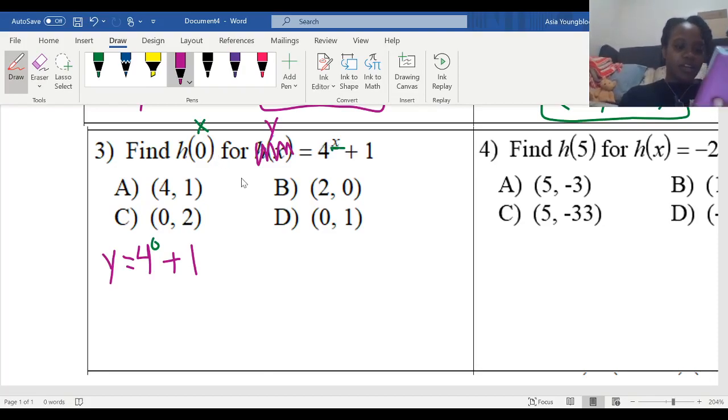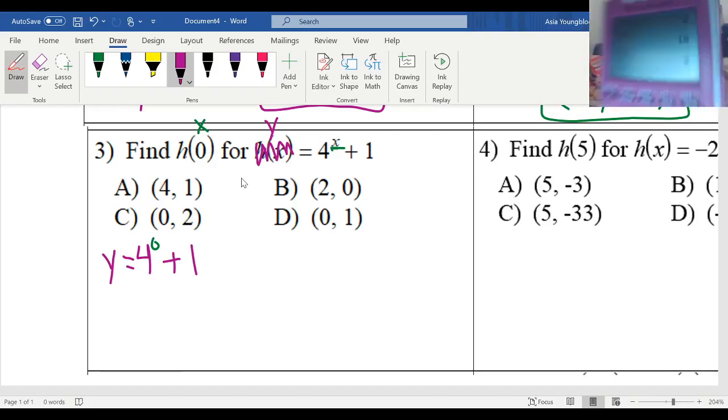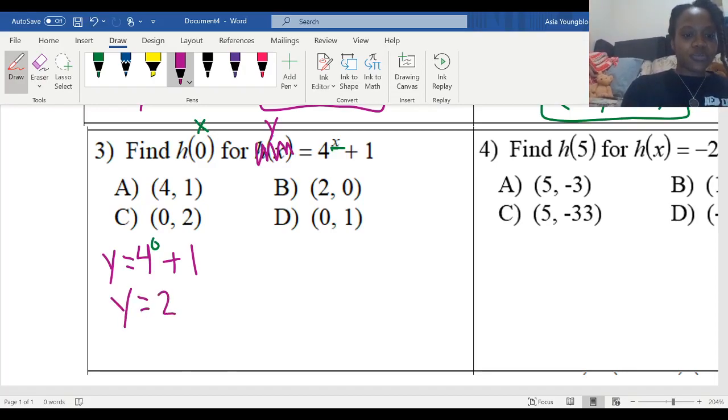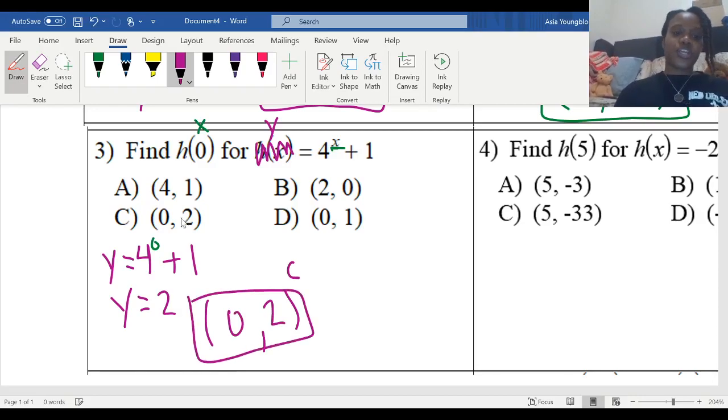So when we type that in our calculator, 4 to the 0 plus 1, we get the number 2. So our y value is going to be 2. We need to write our final answer as an ordered pair, x comma y. X is 0, y is 2, so our final answer is C. So again, for number 3, you just need to have here what I have written.